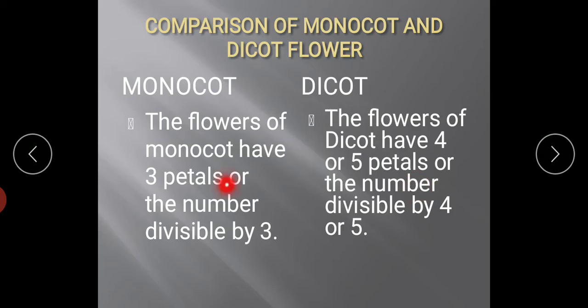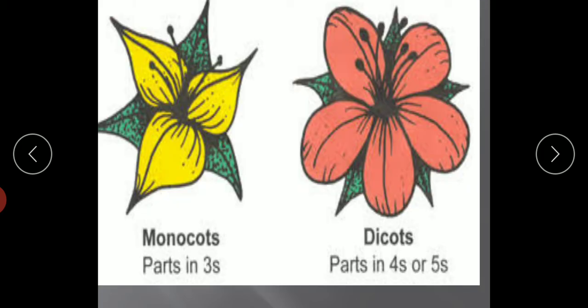Monocot flowers have 3 petals. Dicot flowers have 4 or 5 petals. This is the basic difference between the petals. The number of petals is 3 in monocot and 4 or 5 in dicot. This is the flower of a monocot plant, which has 3 petals, and this is the flower of a dicot plant, which has 4 or 5 petals.